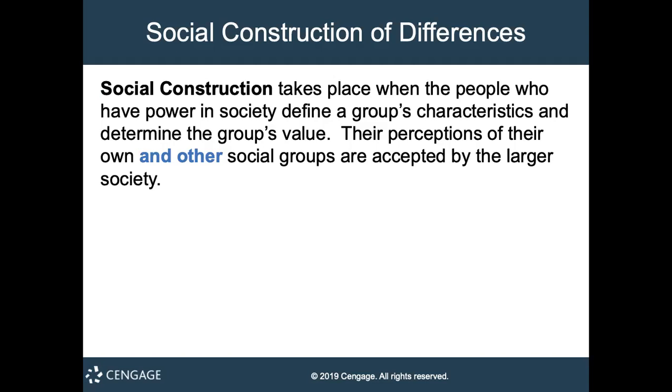So the thing that I want to highlight on this slide is that perceptions of your own and other social groups being accepted by the larger society is key to this. Basically what that means is, larger society makes decisions about social groups. And you can see where there might be some problems with that, right? If the dominant society is making decisions about minority groups, then you've got some issues already appearing at that point.